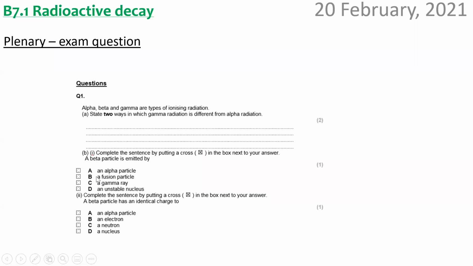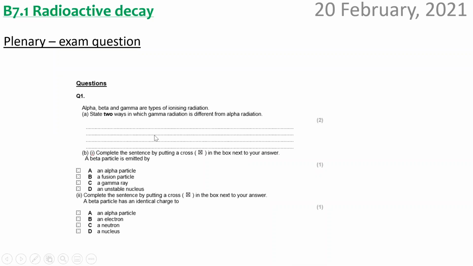Process of elimination. A gamma ray, no. An unstable nucleus, yes. So it's emitted from the nucleus. Okay, I know that they'll ask that. That's why I always say I know they ask that a lot, because it catches students out. And complete the sentence by putting a cross in the box next to your answer again. A beta particle has an identical charge to an electron.